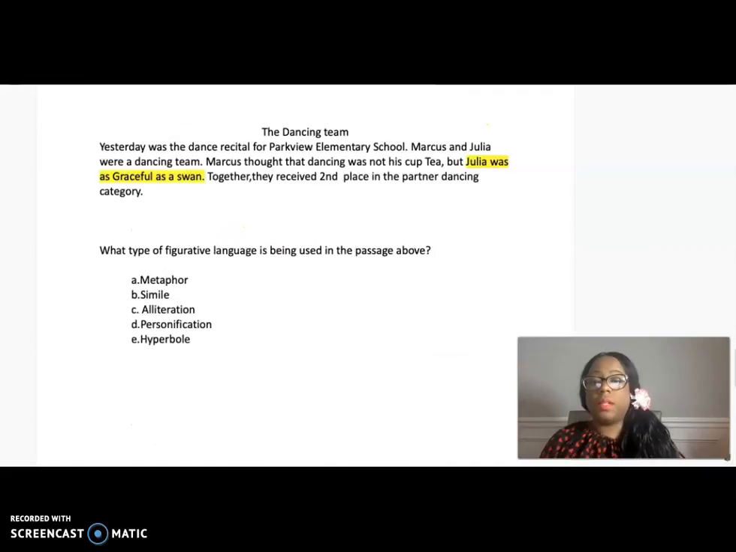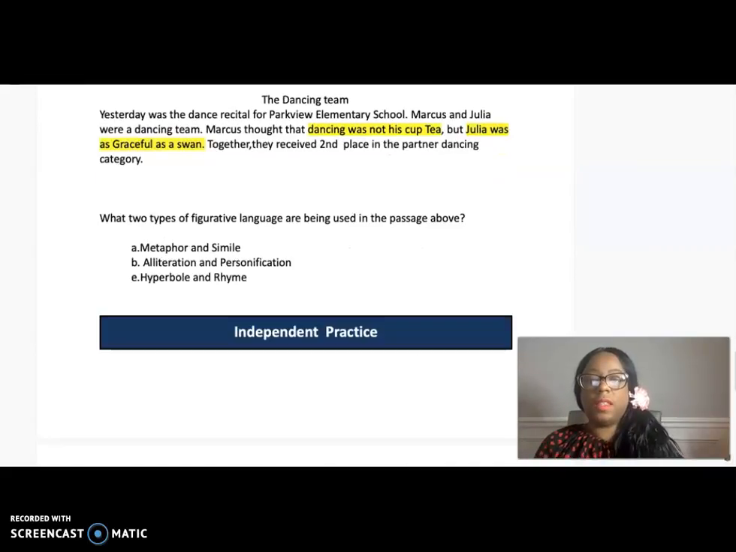We're on a roll, so let's hit this second passage. Dancing team. Yesterday was a dance recital for Parkview Elementary School. Marcus and Julia were a dancing team. Marcus thought that dancing was not his cup of tea, but Julia was as graceful as a swan. Together, they received second place in the partner dancing category. So I went ahead and highlighted the important things for you in this passage, and we have to answer the question, what 2 types of figurative language are being used in the passage above?